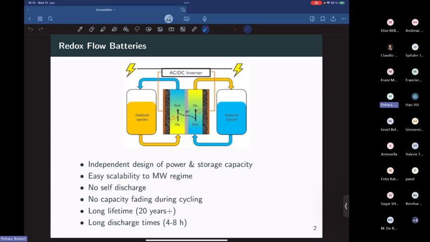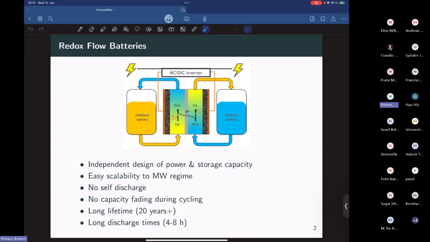They have no or very little self-discharge, because what you need to do is essentially pump this liquid in circles. If you just stop the pump, then you don't have any discharge. If you're clever, you can also design them to be very long lasting, maybe up to 20 years or so. And they can provide electricity for quite some while. So they are a promising architecture to store energy for renewable energy systems in particular.